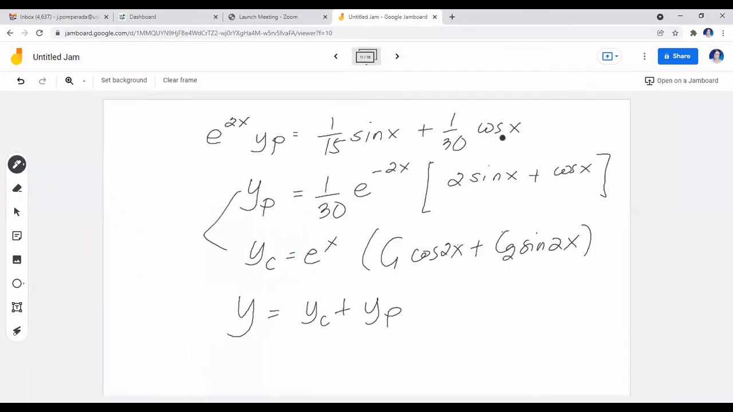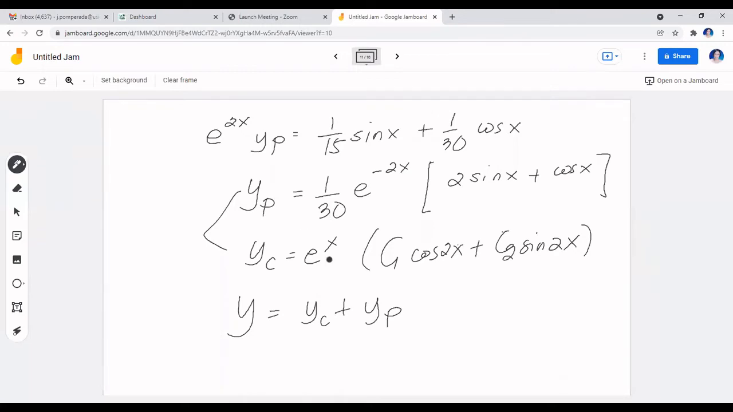Just like what we did in the first example, return the exponential function, shift it back to where it came from. So you place it here by division. So you have now e raised to -2x. If I use 1 over 30 for these two, then this should be 2 over 30. That will still be 1 over 15. That way, our particular solution is simplified already. So you have 2 sine x over 30 is 1 over 15 sine x, and you have cosine x here multiplied by 1 over 30.